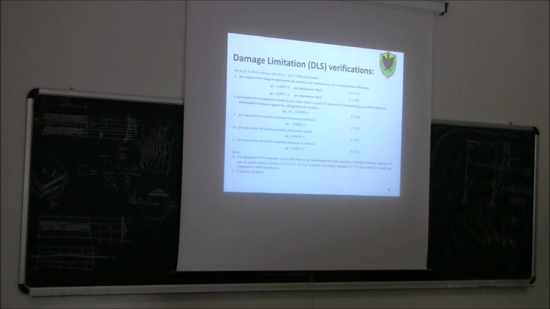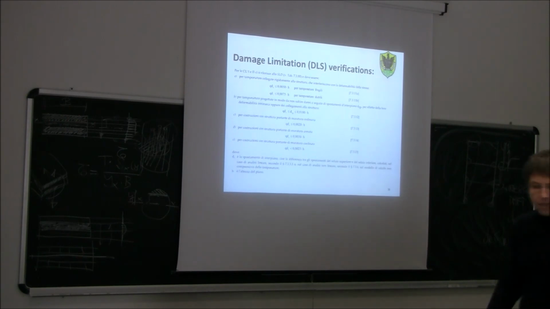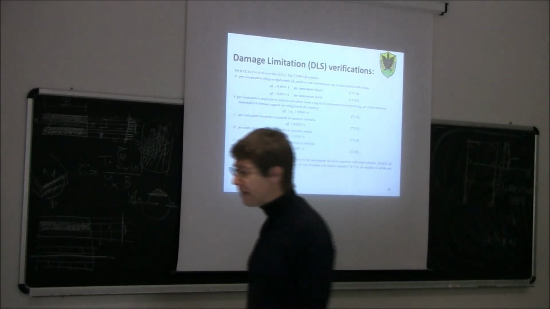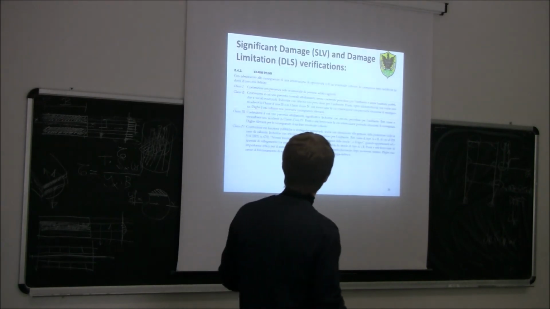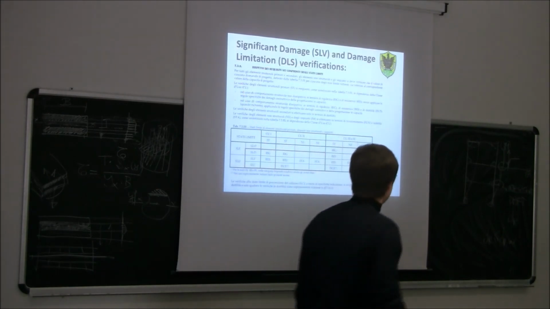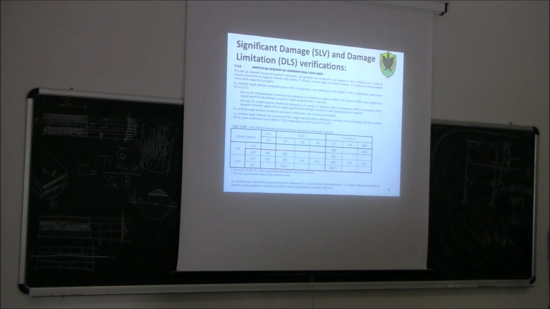Because this is a limit, it's not because we are concerned that the structure may fall down, but because we are concerned that this partition may crack. And then if they crack too much, afterwards we need to change them, or we need to retrofit them. So in general, when we do a seismic design, we need to check both the ultimate limit state and the serviceability limit state. They are called significant damage, ultimate limit state, and the other one is called damage limitation verification. So both of them must be verified.